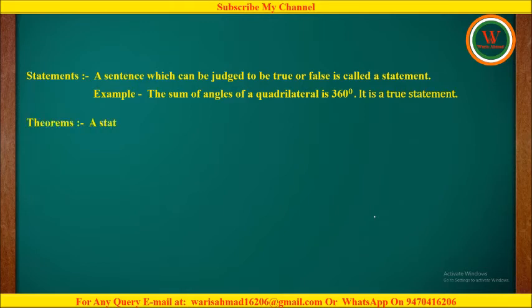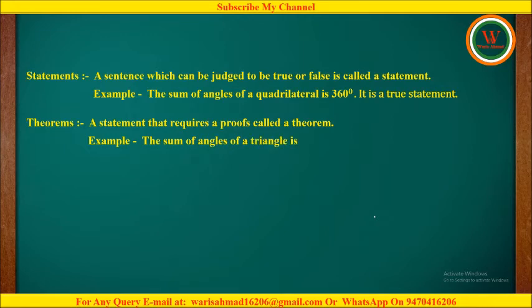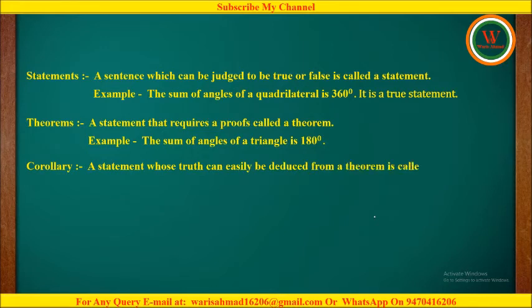Next topic is theorems. A statement that requires a proof is called a theorem. Let us see the example. As we know, the sum of angles of a triangle is equal to 180 degrees, but we need to prove it. Next topic is corollary. A statement whose truth can be easily deduced from a theorem is called its corollary.